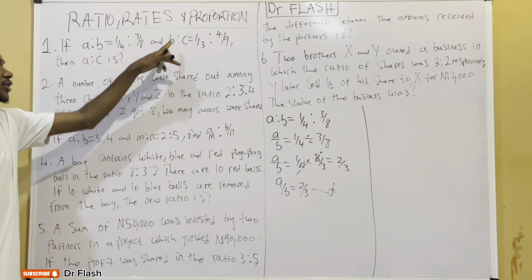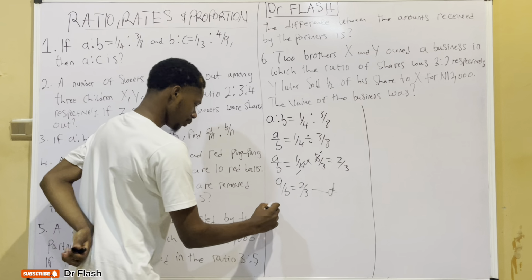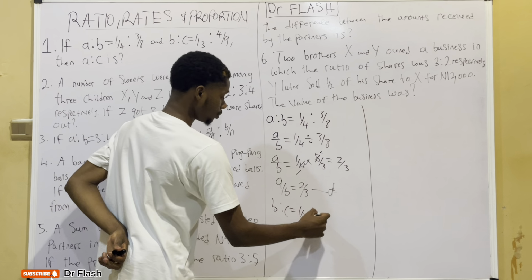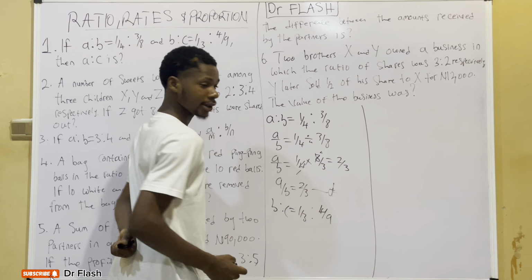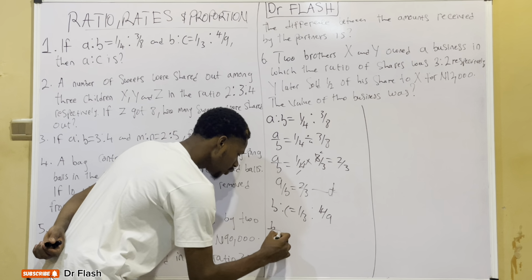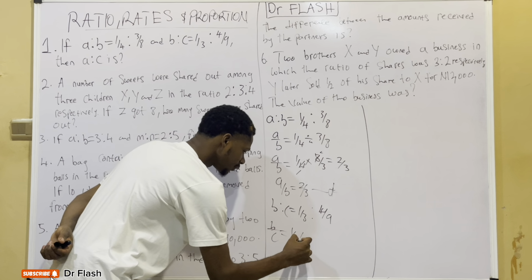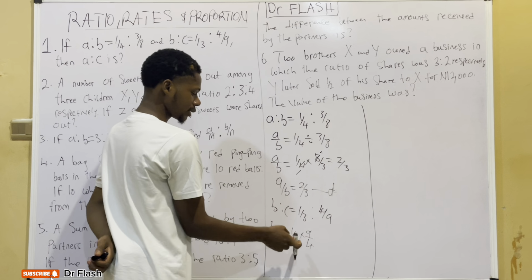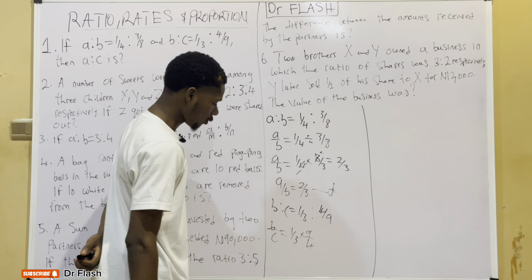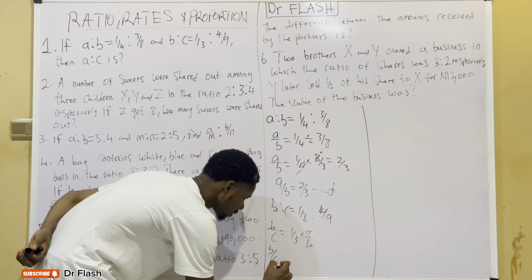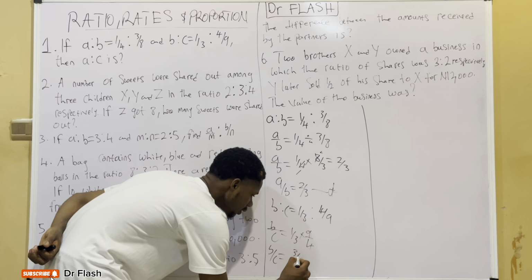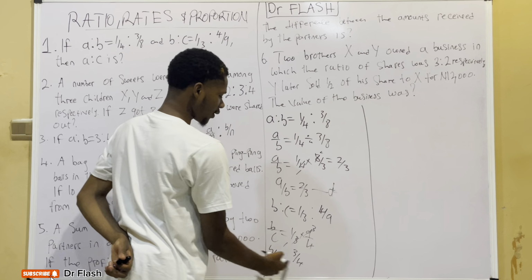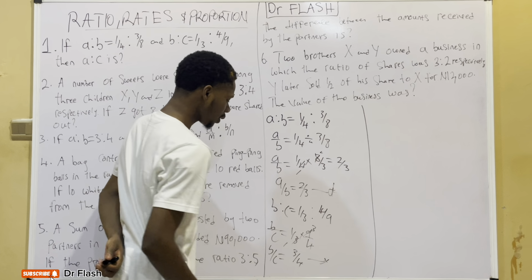Now come over here, B ratio C is 1/3 ratio 4/9. Now simplifying this one as well, we get B over C is equal to 1/3 times 9/4. I just skipped the division part, so you have to turn it times 9/4. So we have B over C is equal to 3/4, simply because 3 here is 1, 3 here is 3, which means B over C is equal to 3/4. Now we have two equations.